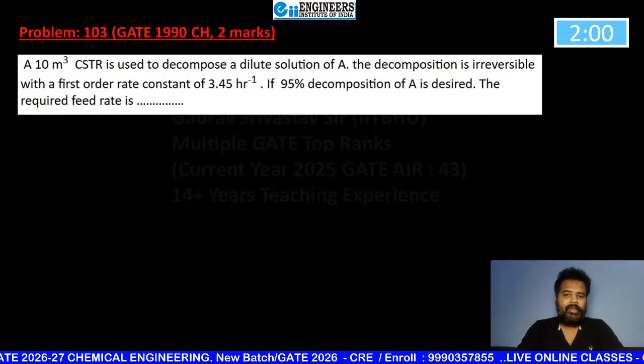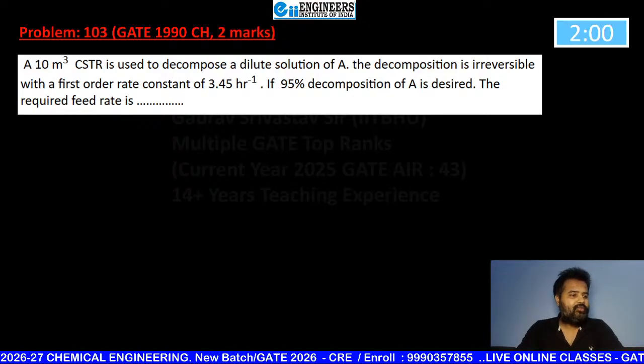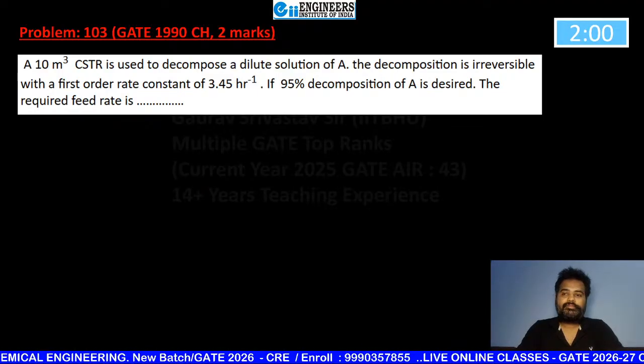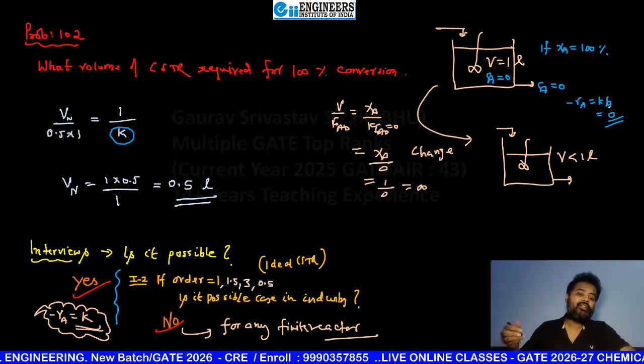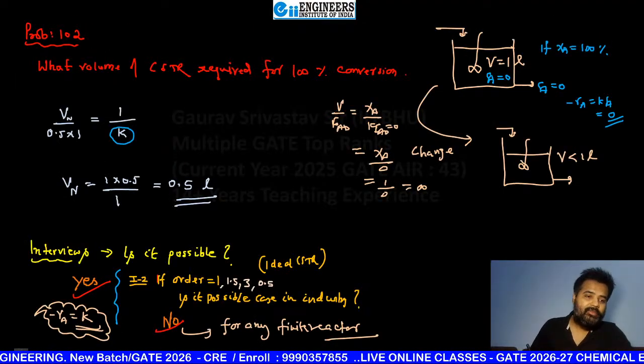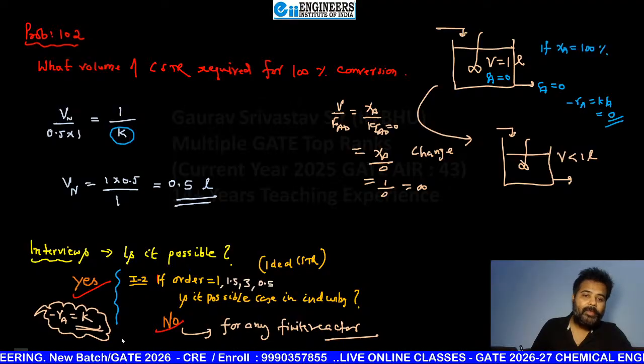Very good. Correct answer is 1.816. See beta Anushka. Sir, can you explain it one more time previous? See beta Anushka. No problem.